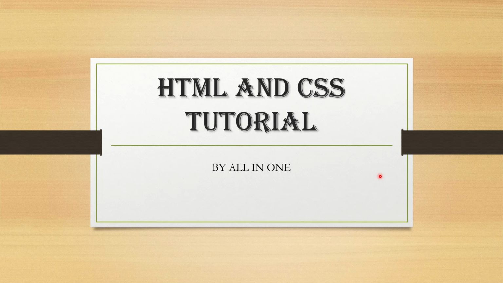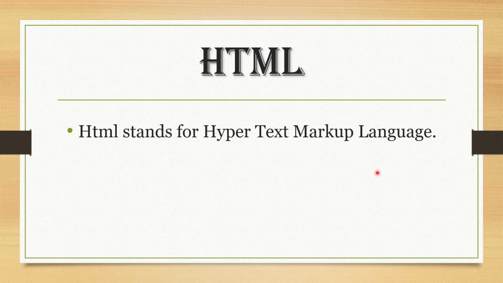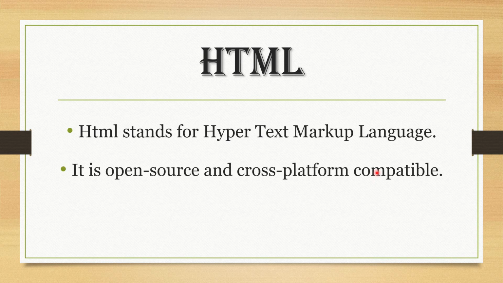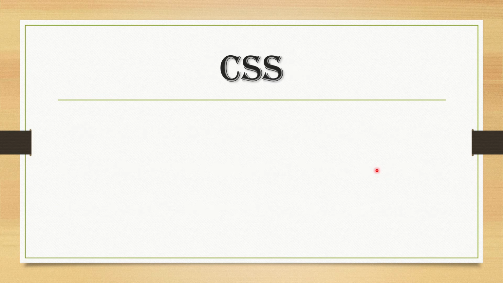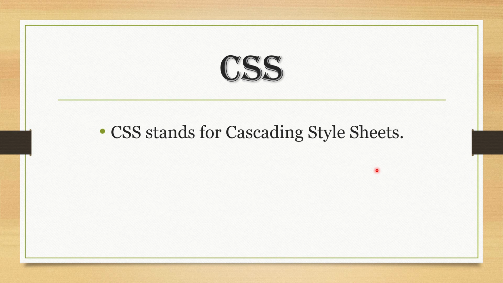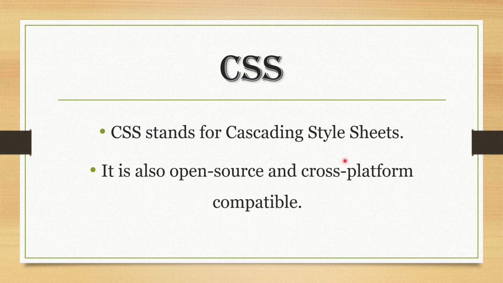So let's start our demo video of HTML and CSS. HTML is a hypertext markup language. It is open source and cross-platform compatible software, and it's the most widely used programming language. CSS stands for Cascading Style Sheets. It's open source and cross-platform compatible.